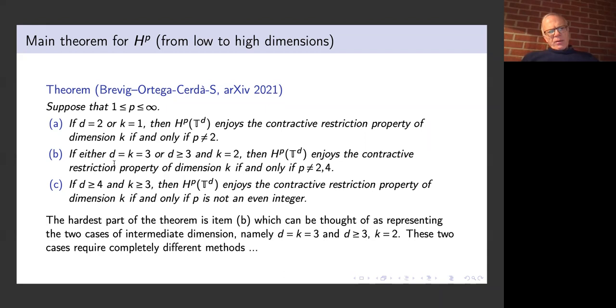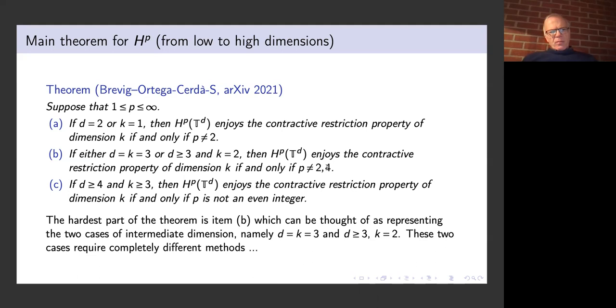However, when you are in the intermediate situation, when d is equal to 3, or d is larger than or equal to 3 and the dimension of your set is 2, then new things happen when p is 4. Exactly when p is 4, you have these objects that are not covered by the Andô-Rudin theorem.